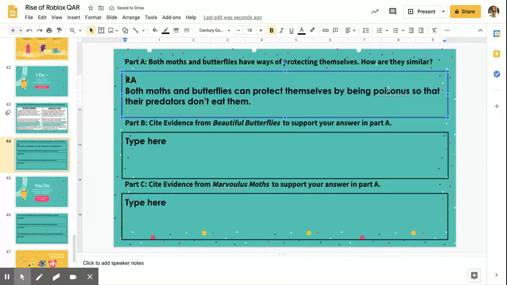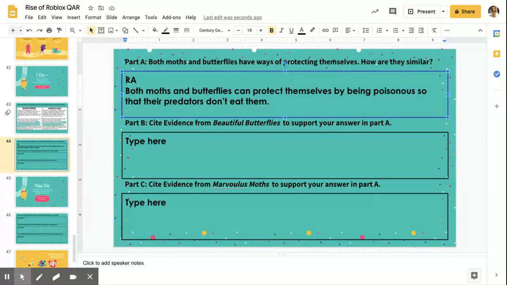Notice, it finally is highlighting that it's messed up. Notice that I've not given any evidence. Okay, all I'm doing is answering it very completely. That goes back to the other skill we were working on this week. Answering, even if it's an easy right there question, answering it in complete terms. So I restated, both moths and butterflies can protect themselves by, okay, that's my restate. Then I'm answering, being poisonous so that their predators don't eat them.